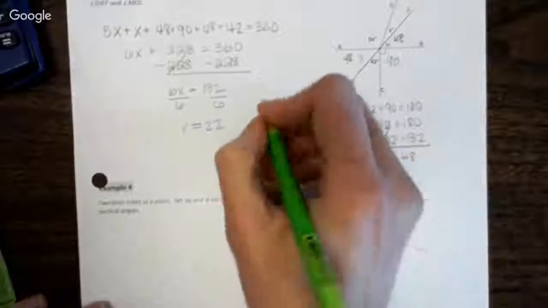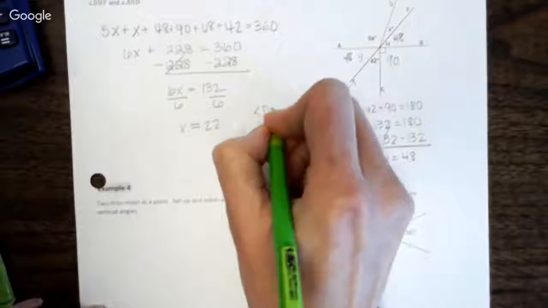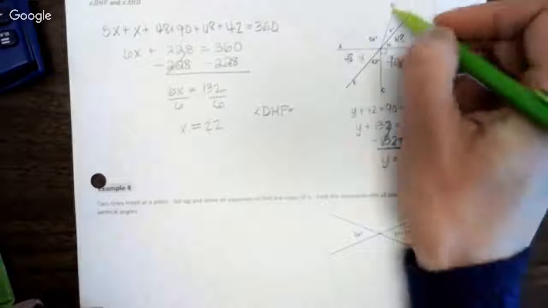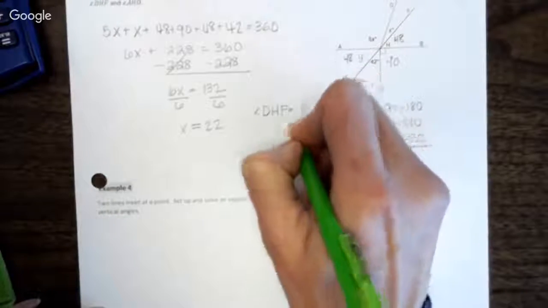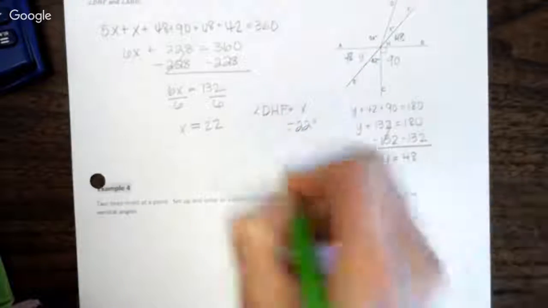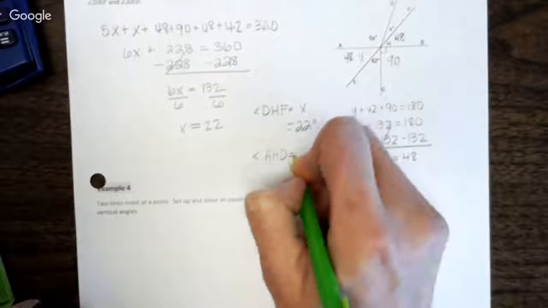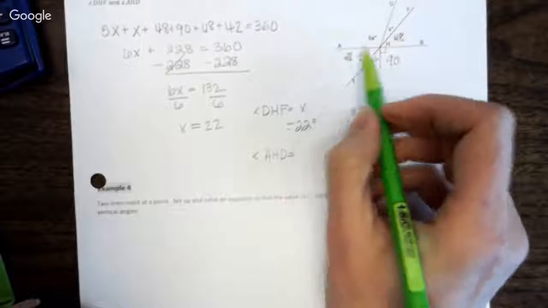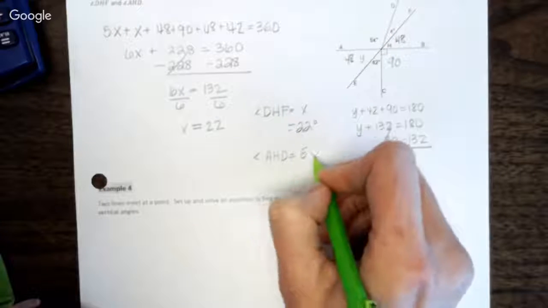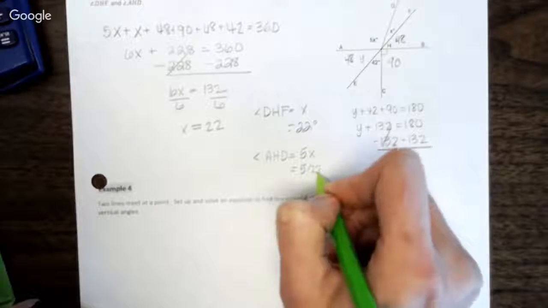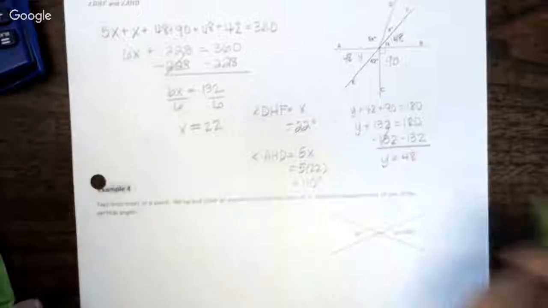Now we can't stop there. We do have to find angle DHF. DHF is x, which is 22 degrees. And angle AHD is 5x, or 5 times 22, which is 110 degrees.